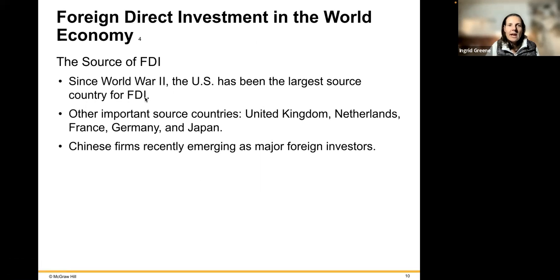So where does the FDI come from? Since World War II, the U.S. has been the largest source of foreign investment, for sure. Some other important sources are the UK, the Netherlands, France, Germany, and Japan, also wealthier nations. And as I said, Chinese firms have recently emerged as major foreign investors. As we also see here in California, a lot of Chinese people are buying up real estate and investing in lots of different infrastructure opportunities.